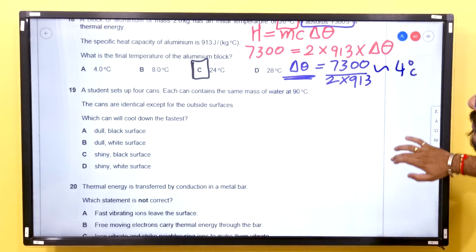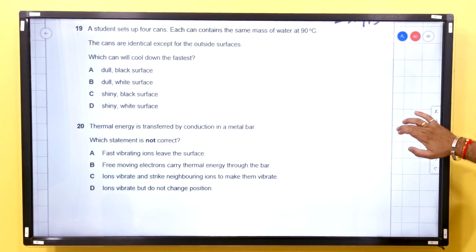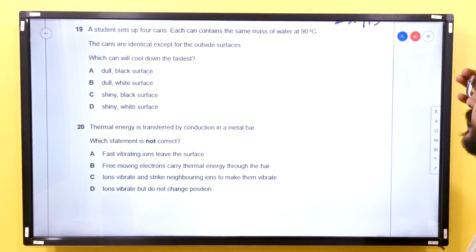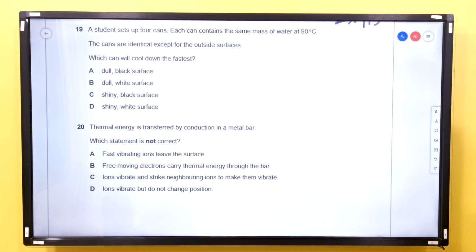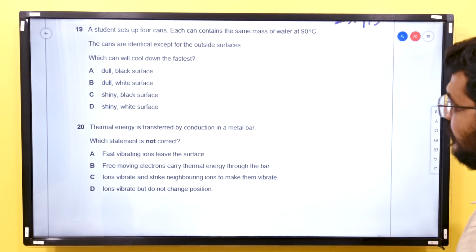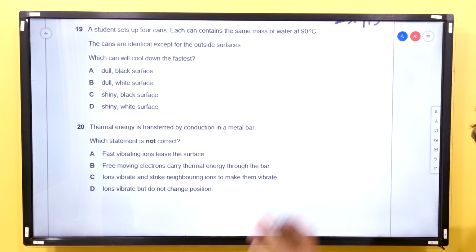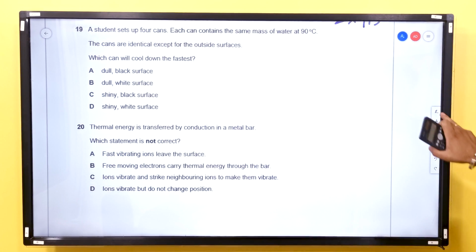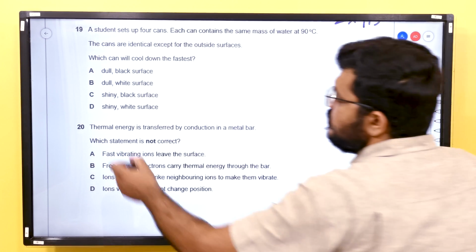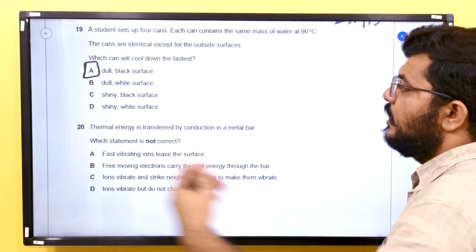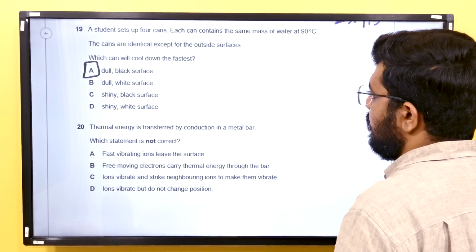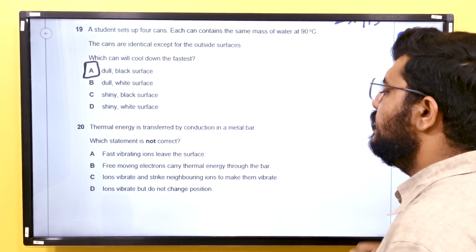Okay, question number 19. A student sets up 4 cans. Each can contains the same mass of water at 90 degrees Celsius. The cans are identical except for their outside surfaces. Which can will cool down the fastest? The one with the dull black surface, because it is the best radiator of heat. Dull surfaces and black surfaces are the best radiators of heat.